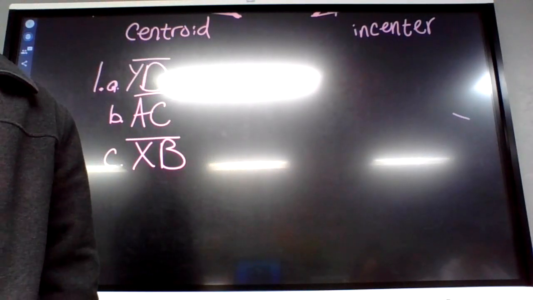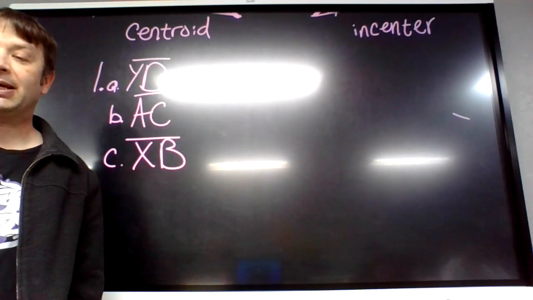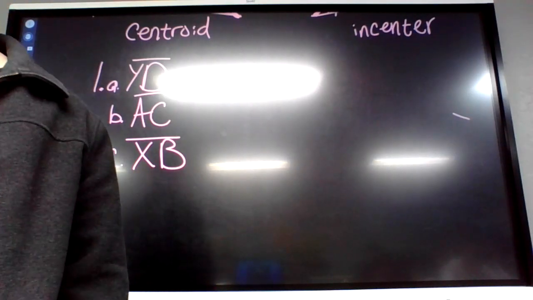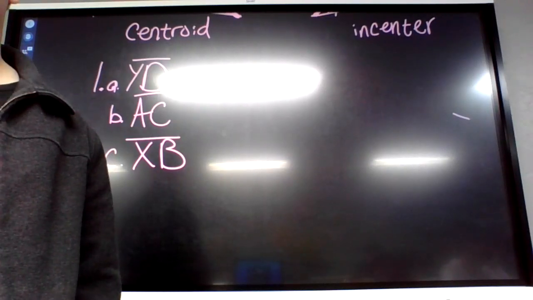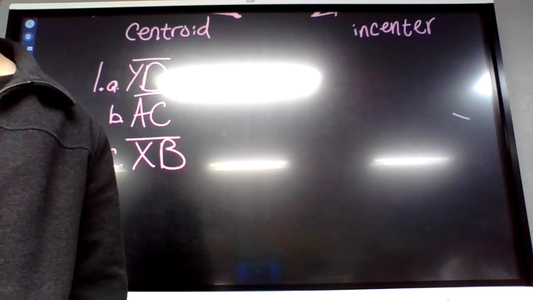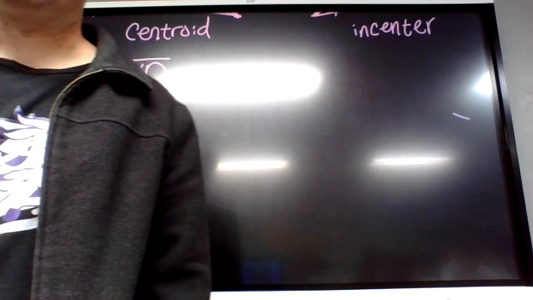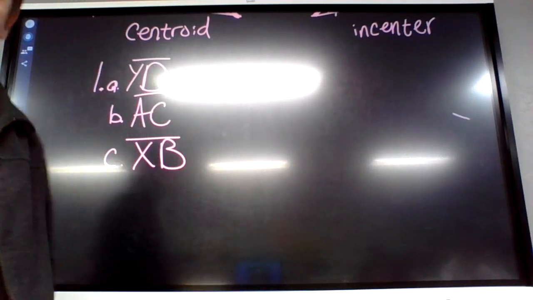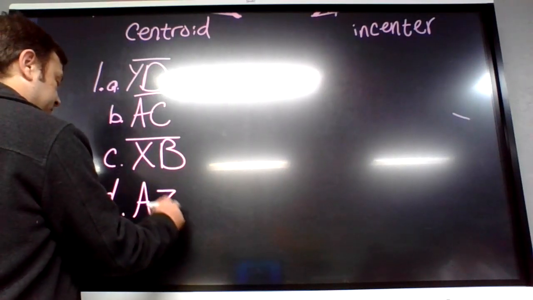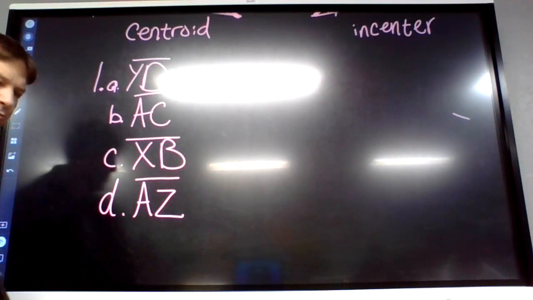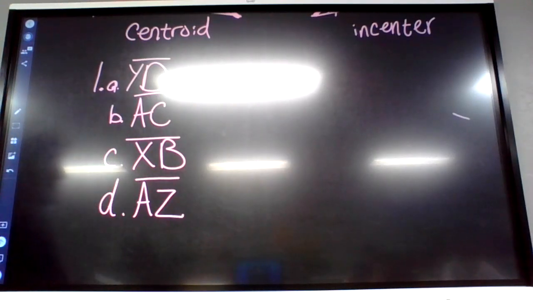D, median. Remember, median means it goes from the vertex to the middle. So which one is that? XB? XB was the altitude. AZ. AZ, yeah. A is definitely the middle because those 2 sides are the same. And Z, yeah. AZ. Only one we hadn't used yet. Goes from the vertex to the middle. Okay.